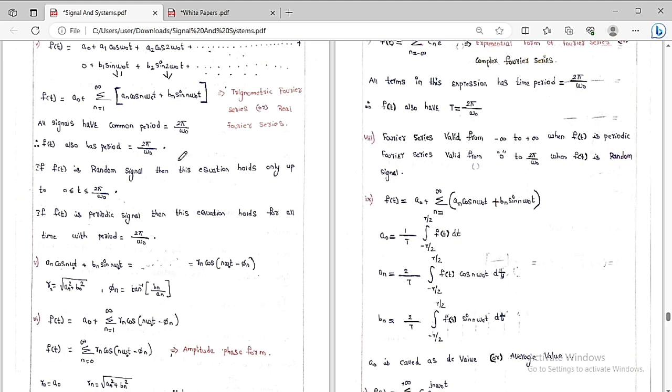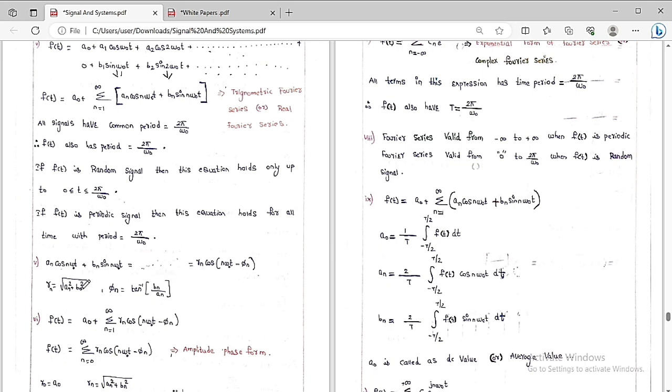So now we will do some analysis. This analysis I have already told you, but let me tell you again. I am going to analyze this part: An into cos n omega naught t plus Bn into sin n omega naught t. I am going to write this in the form Rn into cos of n omega naught t minus phi n. I have already told you how to write this. Cos A cos B plus sin A sin B is equal to cos of A minus B. I have already told you how to prove this.